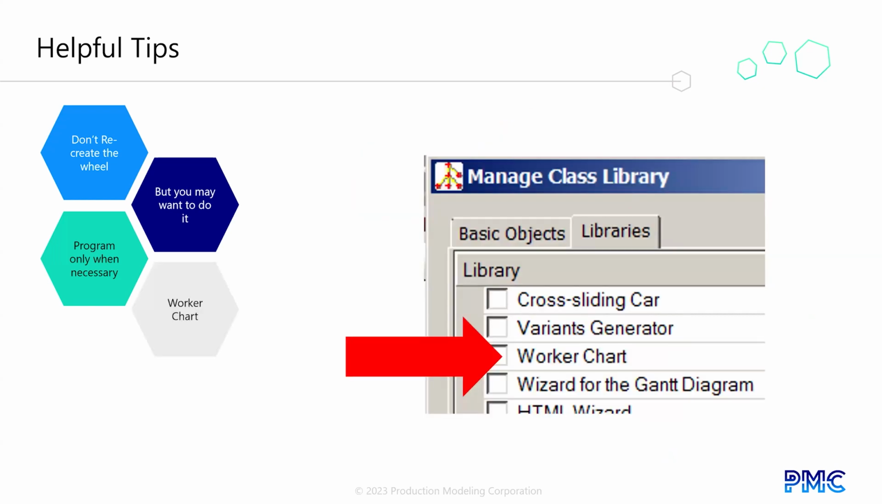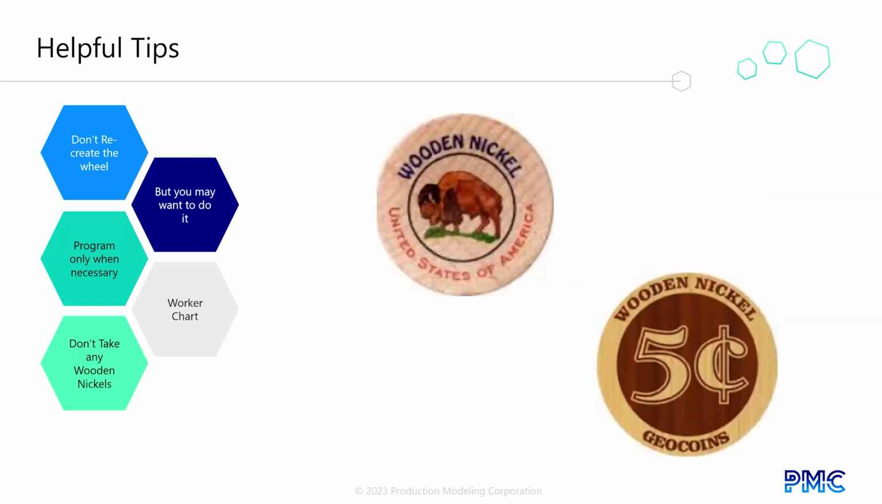Fourth, if you are modeling workers and the whole worker chart is not in your class library, add it from the library manager. This chart is an invaluable way to quickly analyze the utilization of workers, either individually or as part of a group of workers. Finally, don't take any wooden nickels, or simulation tools that don't have all the features that you need.